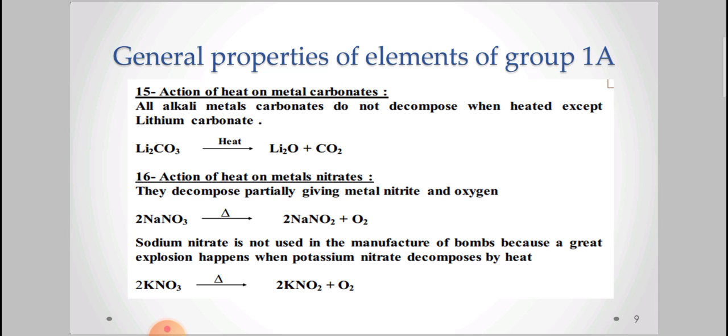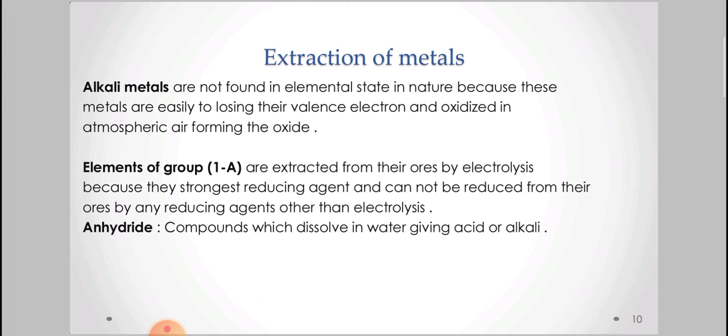Sodium nitrate is not used in the manufacture of bombs, because a great explosion happens when potassium nitrate is decomposed by heat to give 2KNO2 plus O2. Alkali metals are not found in elemental state in nature because these metals easily lose their valence electron and oxidize in atmospheric air forming oxides. Elements of group 1A are extracted from their ores by electrolysis because they are the strongest reducing agents and can't be reduced from their ores by any reducing agent other than electrolysis.